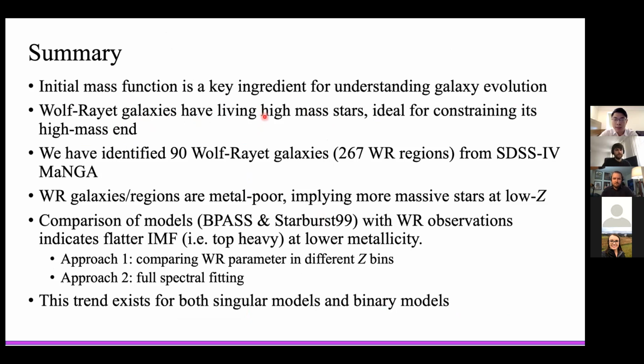While some other approaches are sensitive to the low mass end, some other approaches are sensitive to the entire IMF. And we have identified 90 WR galaxies from the MaNGA survey, and they tend to be metal poor, implying more massive stars at low Z. And we also did some more precise comparison with the 2 approaches, which is comparing WR parameters and also full spectrum fitting. Both of these 2 approaches reveal that the flatter IMF or top-heavy IMF is preferred at the low metallicity end. And this trend exists for both single star models and binary models.